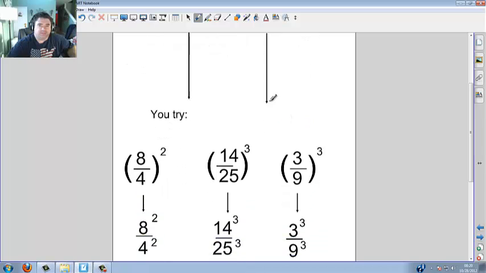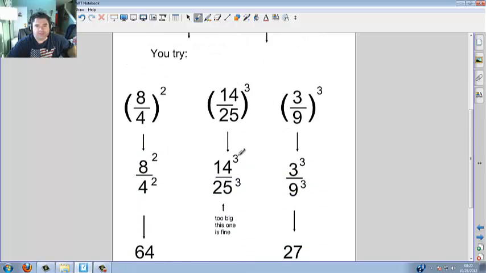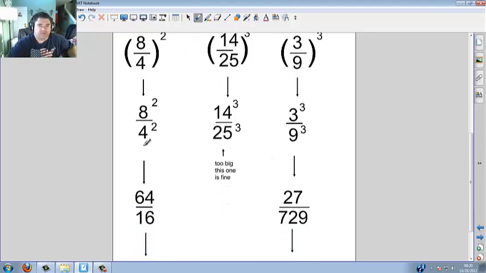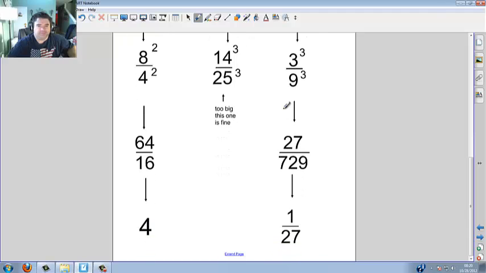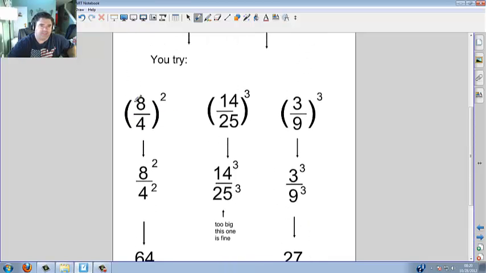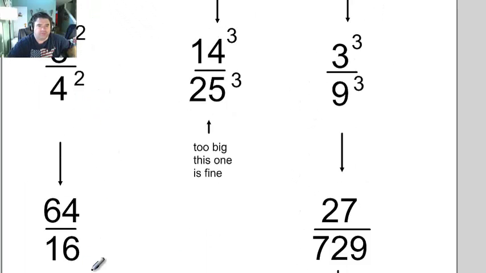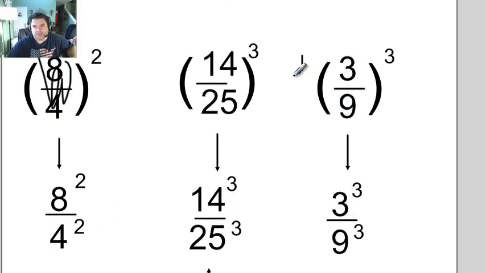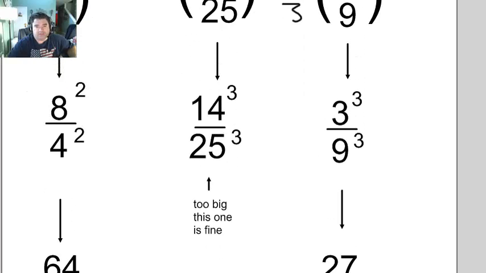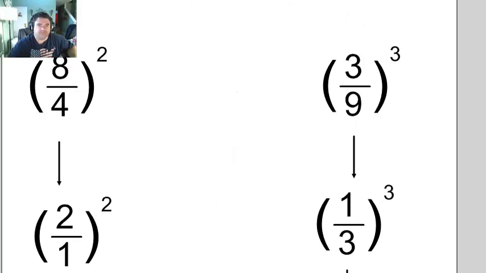So I have these here, and then I went ahead and put the exponents, and then you go ahead and solve them out. Now notice here how 64 over 16 becomes 4, 27 over 729 becomes 1/27. Here's a hint. 8 over 4 can just become 2. You can just take 2 squared and make 4. And notice here 3/9 becomes 1/3. You could just take 1/3 times 1/3 times 1/3 and get 1 over 27. And this guy here, well, you work it out and you'll be fine.